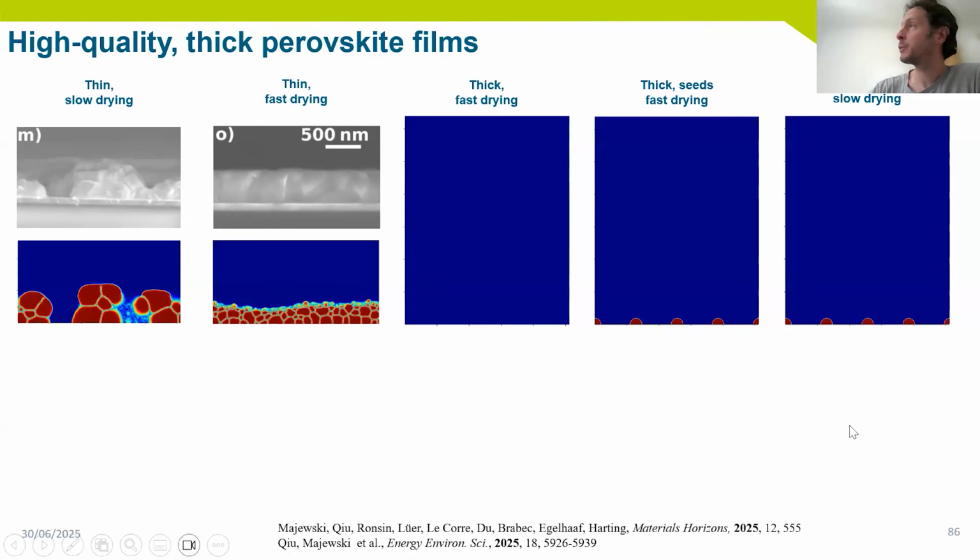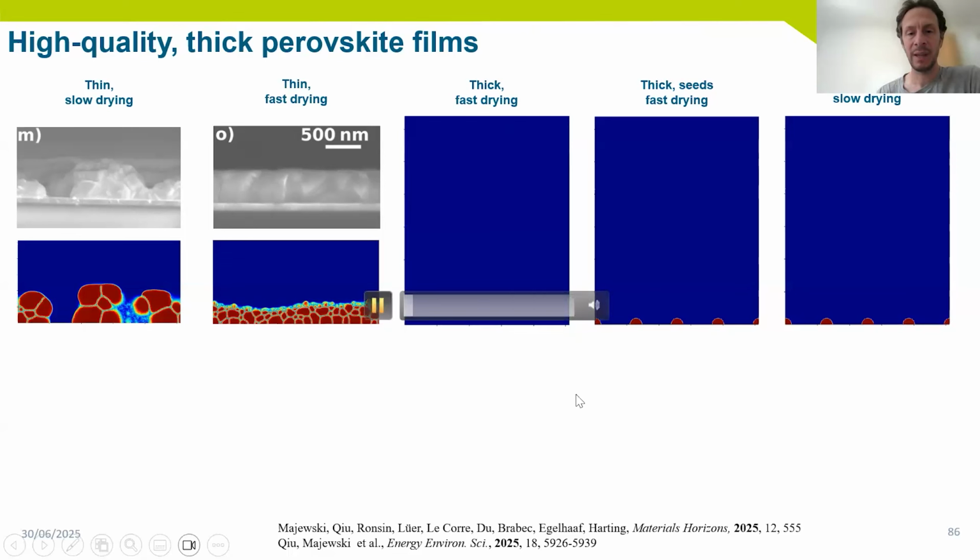Now we want to switch to thick films. Imagine your back electrode is not reflective, you will need thicker films. And if you apply your usual fast-drying recipe, well, it's not perfect. You see in the simulation some regions where it's not crystallized, it's full of solvent, and this will generate pinholes below the surface. And if you check that experimentally, yes, it's true, you have pinholes at the substrate, and you do not want that.